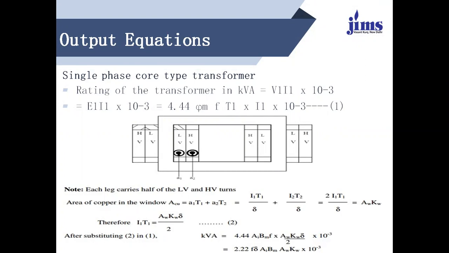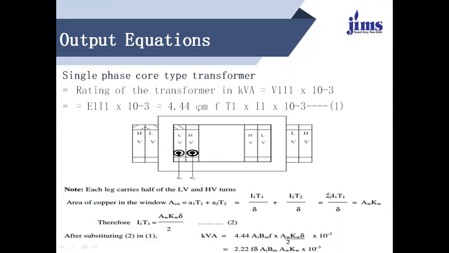This will be the transformer which we have indicated here, where the LV winding is placed close to the core of the transformer and the HV winding is placed above the LV winding, and the two windings are indicated on this side and that side. Each leg carries half of the LV and HV turns.